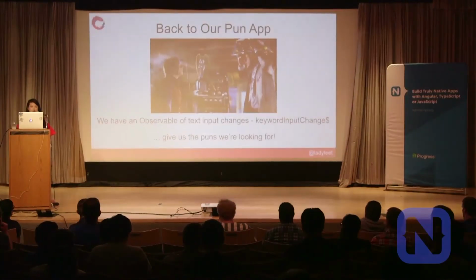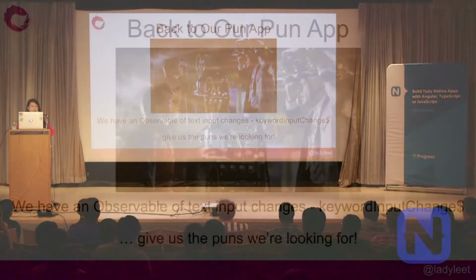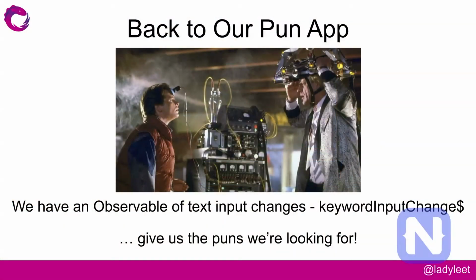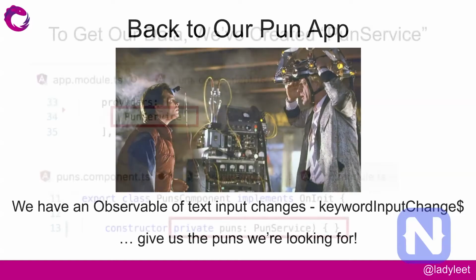So let's get back to our pun app. We've done something very simple so far. We've just created an observable of text input changes called keyword input changes. But we actually want to compose that into an observable of keywords that we're trying to type into our text box, right? Because otherwise, what's the point?